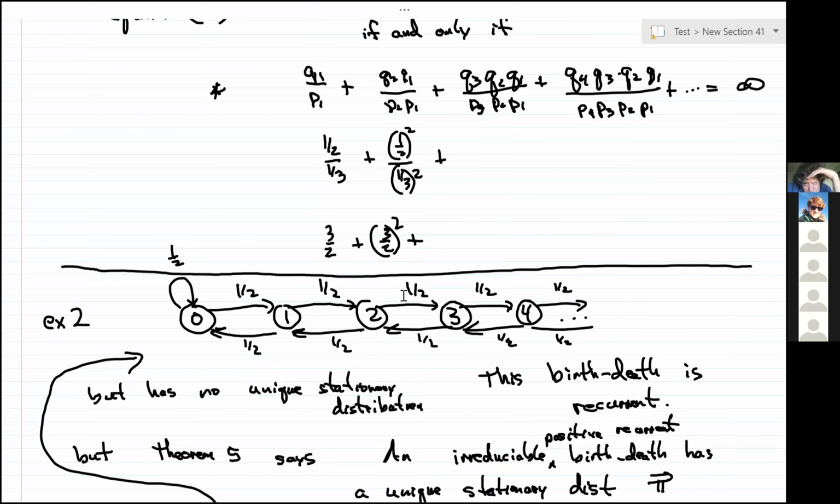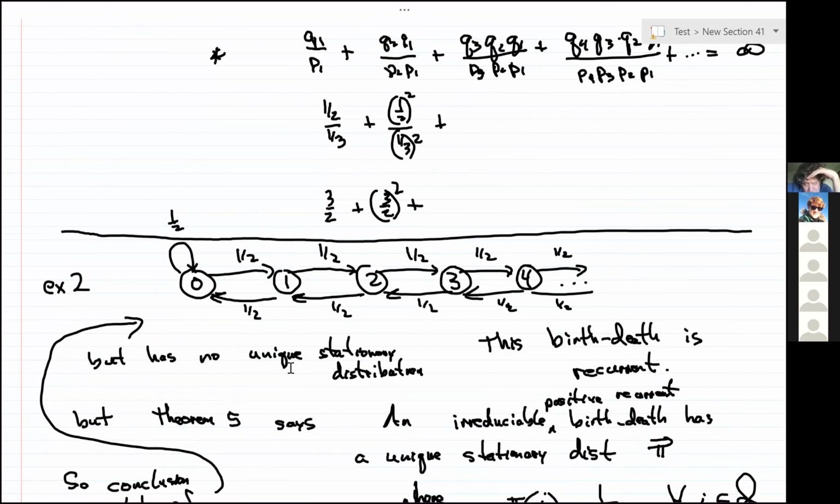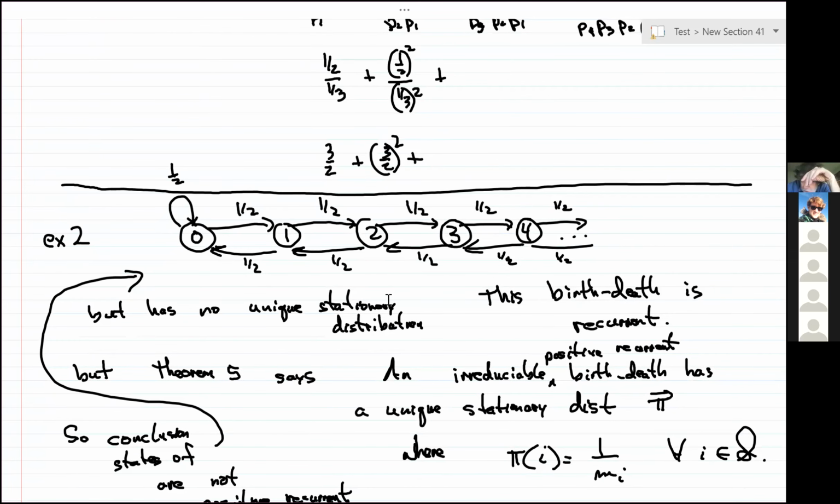But even though it's simple looking, it turns out to be not so simple because the states are not positive recurrent. The states are actually null recurrent. So this is a second example of an infinite chain that has no positive recurrent states. The first example was the birth disaster, which I think is easier. This one is harder to see. Questions?